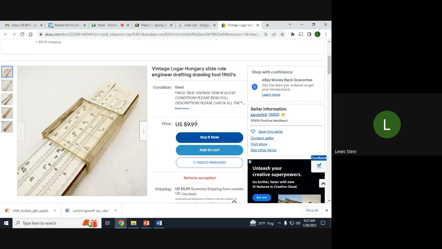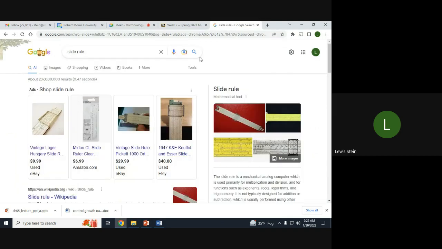See, look, $9.99 on eBay. Engineering drafting tool from the 60s. Go ahead, say one word and you're in trouble. Okay, back to logarithmic graph paper.